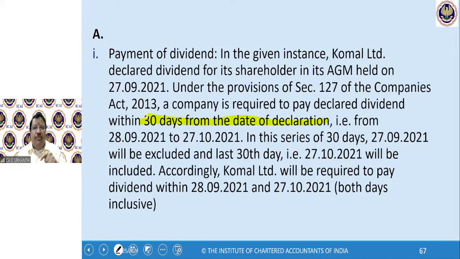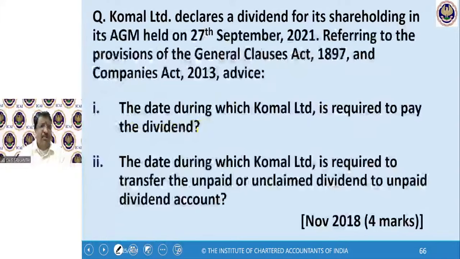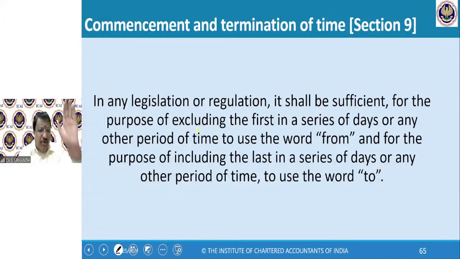Similarly, 7 days from the date of expiry of the said period of 7 days. Within 7 days from the date of expiry, which means you should not count the last 30th day. The last 30th day is 27.10, not included. Therefore, you start 28, 29, 30, 31, 1, 2, 3, both days inclusive. Simple. When it says from a date to a date, do not take the first in that series. The date from, don't take it.